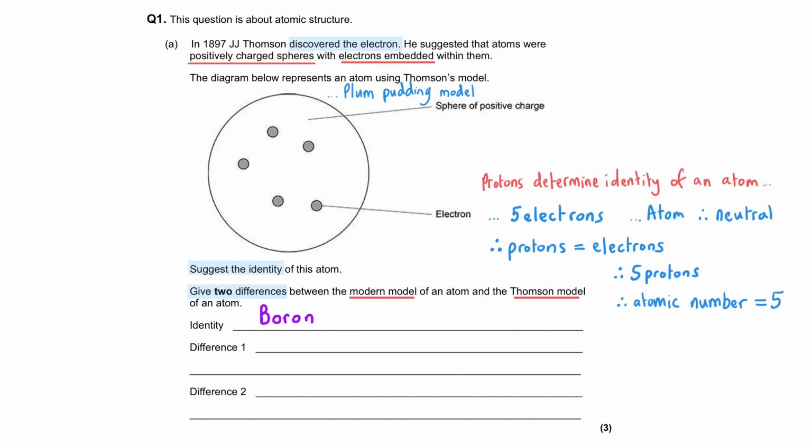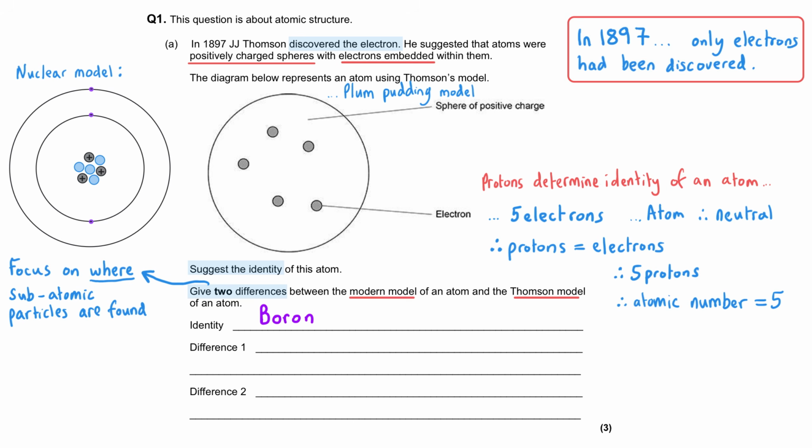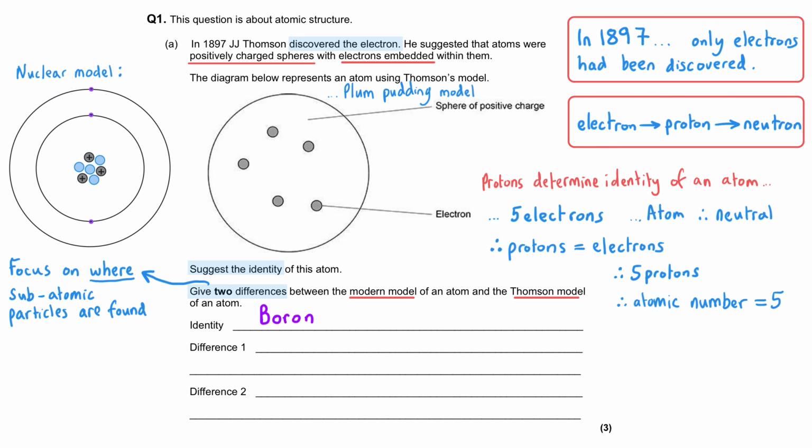which means that its identity is boron. The modern model of the atom, also known as the nuclear model, looks broadly like this, although as we know the electron arrangement can be shown with greater complexity than I'm doing here. When considering the differences, the best thing to do is focus on where subatomic particles are found in the modern model compared to the Thomson model. And here it's worth noting that at this time, only electrons had been discovered, and that electrons were discovered first, and then protons, and then neutrons.